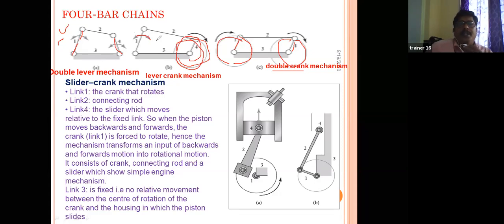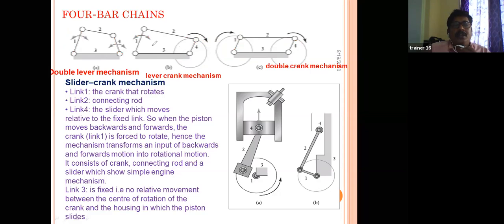Here it is only moving with some angular rotation, but here, in a crank, that means a lever, this is a lever and this is a crank. This is a lever and this is a connecting rod. The rod is connected between the two. That means one is a lever and another one is a crank. That one you can call a connecting rod.